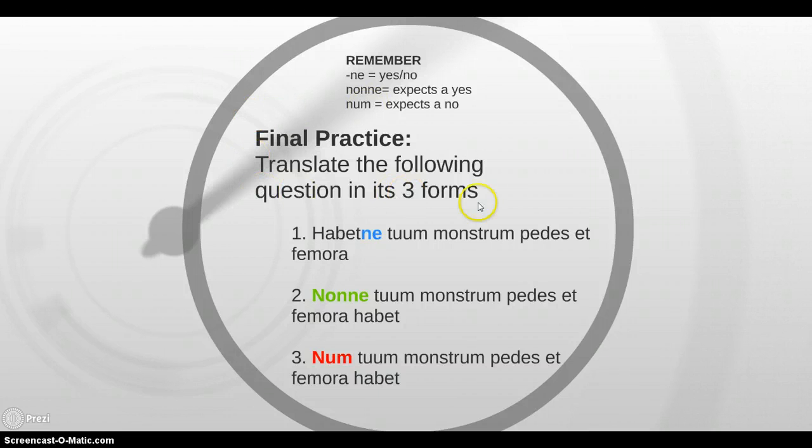So here's the final thing you're going to do. Blue, pens and pencils ready. Translate the following question in its 3 forms. So you're translating from Latin to English. Number 1, Habet ne tuum monstrum pedes et femora. Number 2, Nonne tuum monstrum pedes et femora habet. Number 3, Num tuum monstrum pedes et femora habet. They're all basically the same, but they expect different answers. So altogether, from today, you should have 1, 2, 3, 4, 5, 6, 7, 8, 9, 10, 11 sentences.